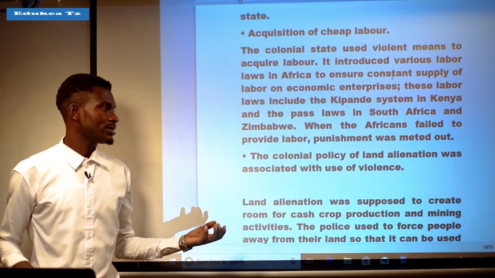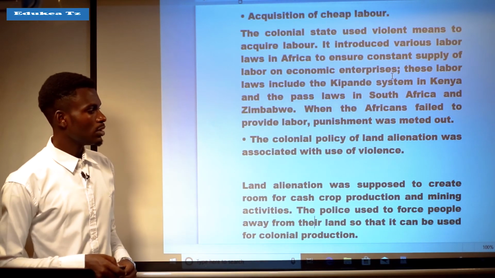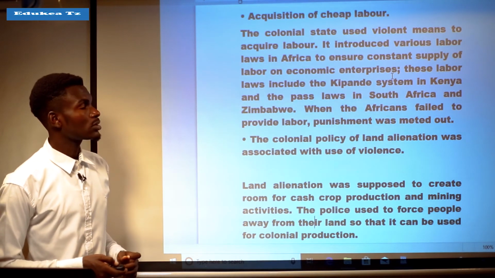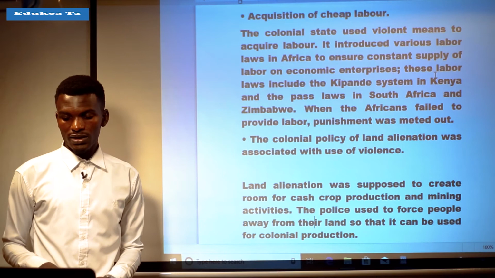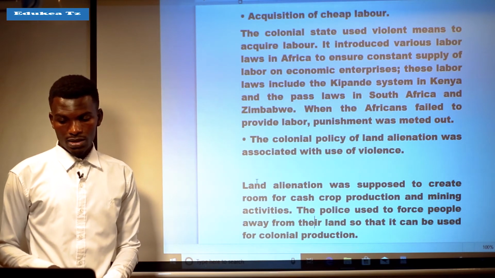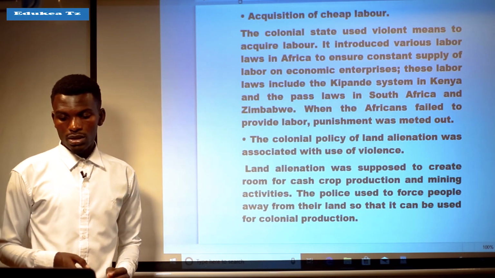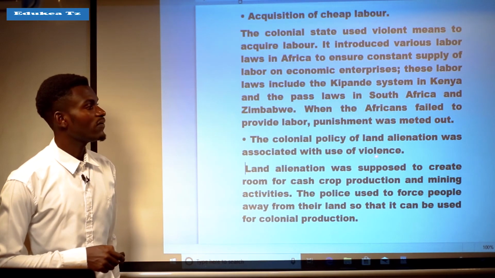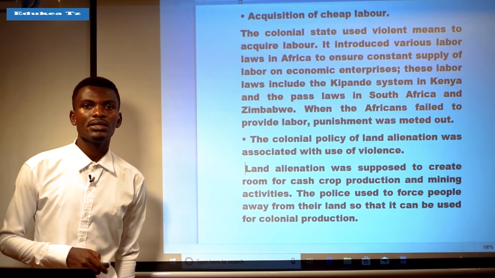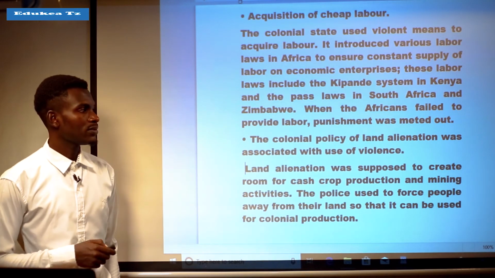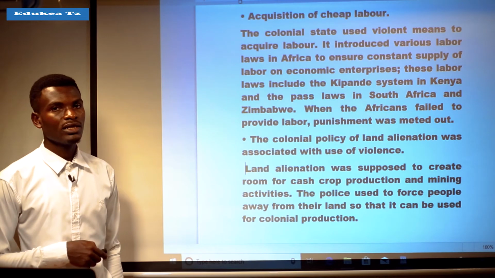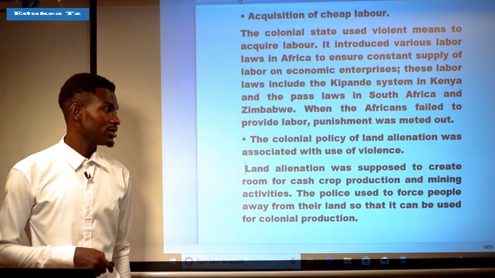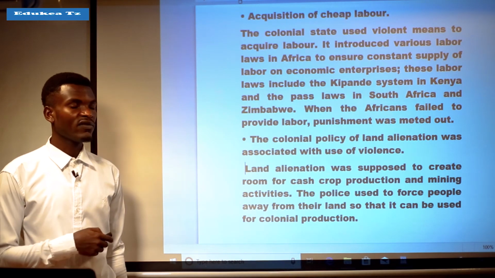That shows that the colonial state was violent in nature. Another was that the colonial policy of land alienation was associated with the use of violence. It means that another measure that can show us that the colonial state was violent is that land alienation was accompanied with the use of force or violence.